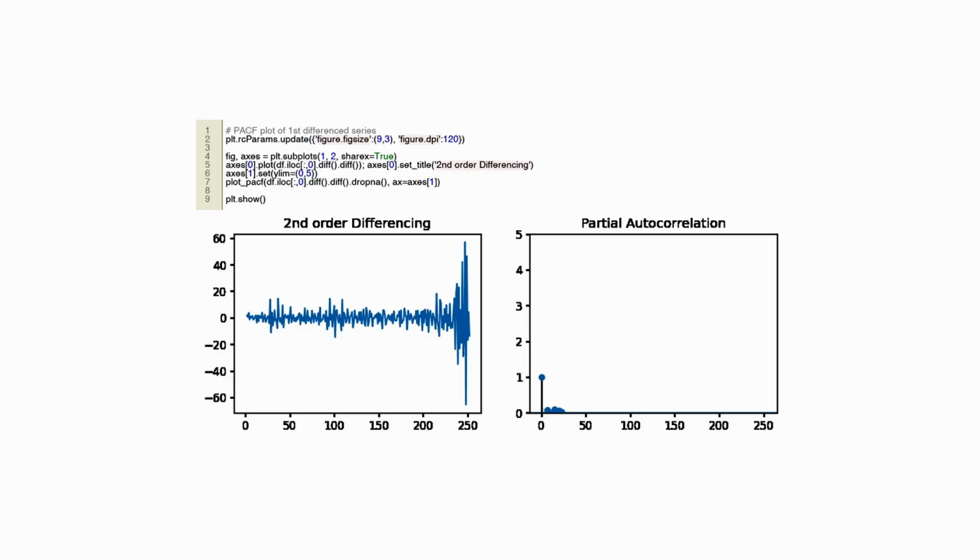This code generates a simple visualization to show partial autocorrelation in time series data that's been differenced once. It loads necessary tools, prepares two graphs, one for the data differenced twice, labeled second-order differencing, and one for the partial autocorrelation plot with the y-axis from 0 to 5. The plot makes spotting significant autocorrelation patterns in the data easy.